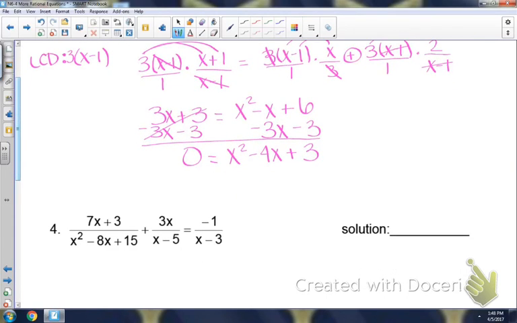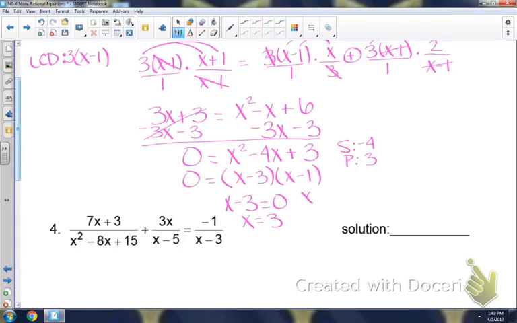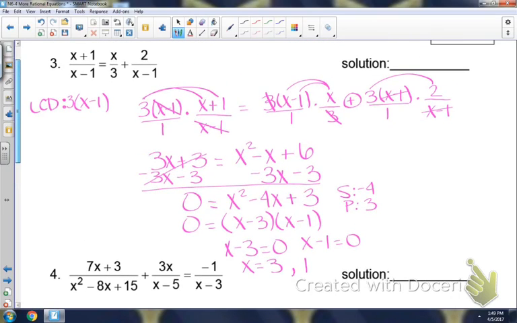So 3 terms, we want to do sum and product. Sum would be negative 4, product would be 3. So that would be a negative 3 and a negative 1. Remember, once we factored, to solve it, you have to set each factor equal to 0. So x would equal 3 and positive 1. So check both of those before you write it as your solution.